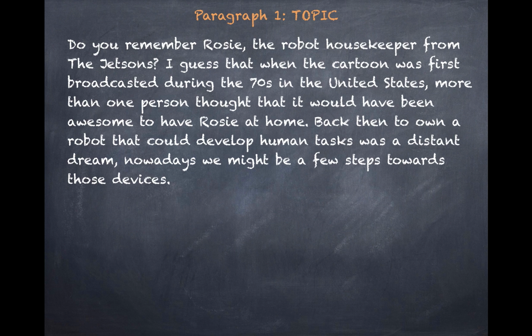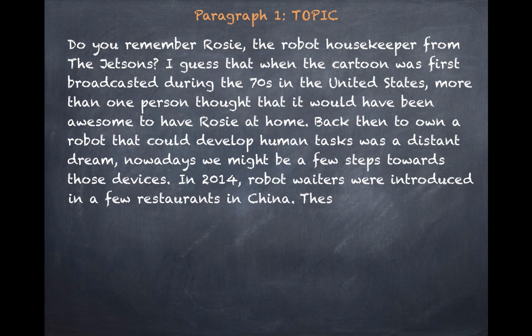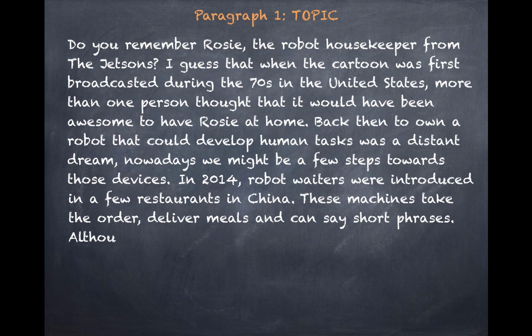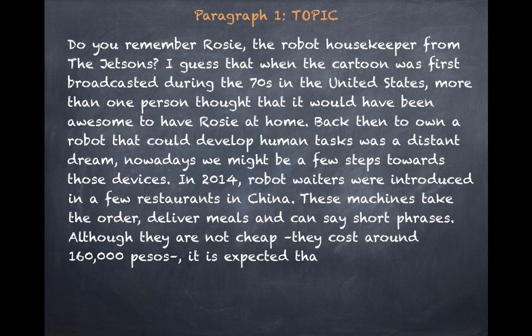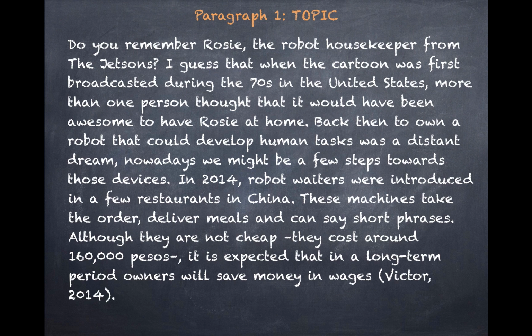Then, we wrote the background, changing the grammar accordingly. In 2014, robot waiters were introduced in a few restaurants in China. These machines take the order, deliver meals, and can say short phrases. Although they are not cheap, they cost around 160,000 pesos, it is expected that in a long-term period, owners will save money in wages.